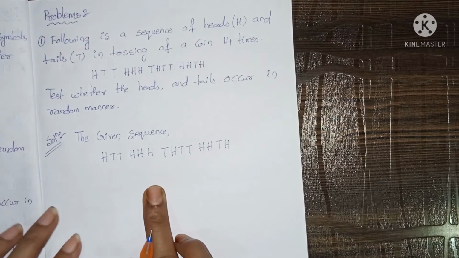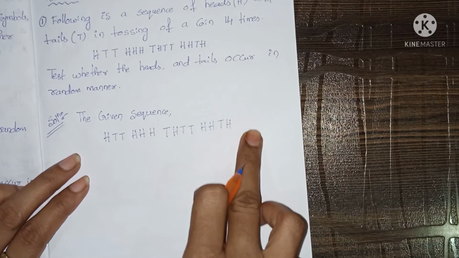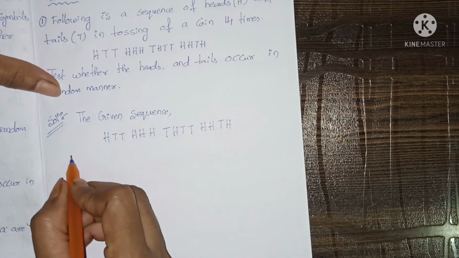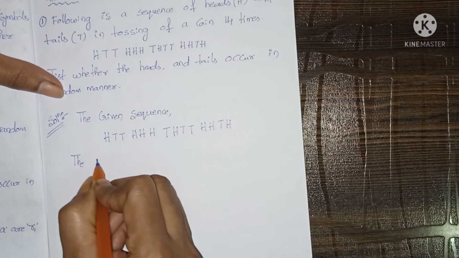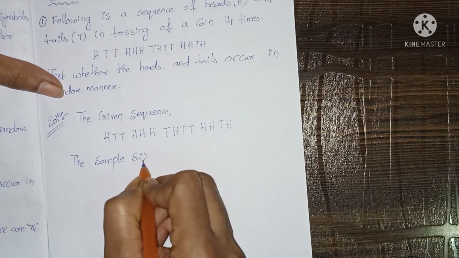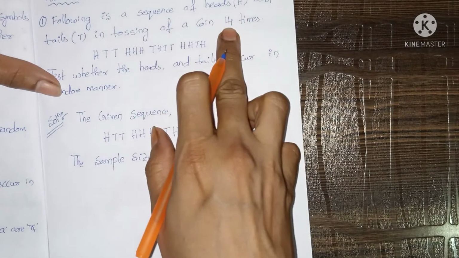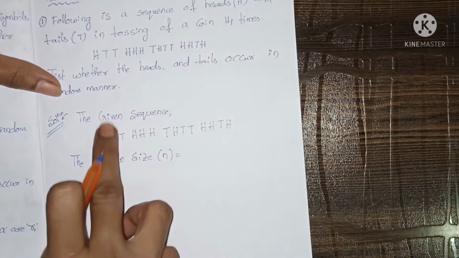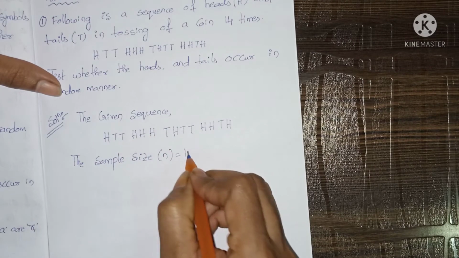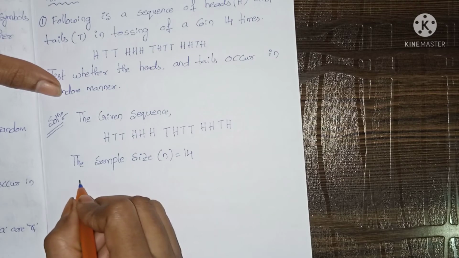Now what we have to do is write what is the n value, that means the sample size. The sample size is denoted with n, that equals 14. They have already given us 14, or else if you count this also you will get 14. Okay, so now we have to write the number of heads.